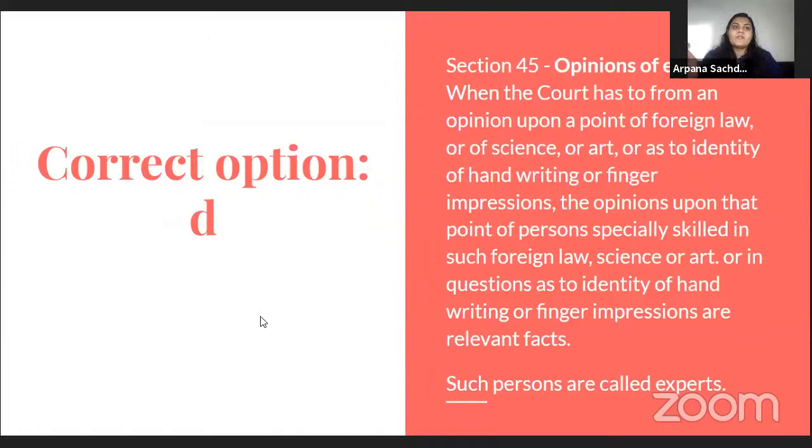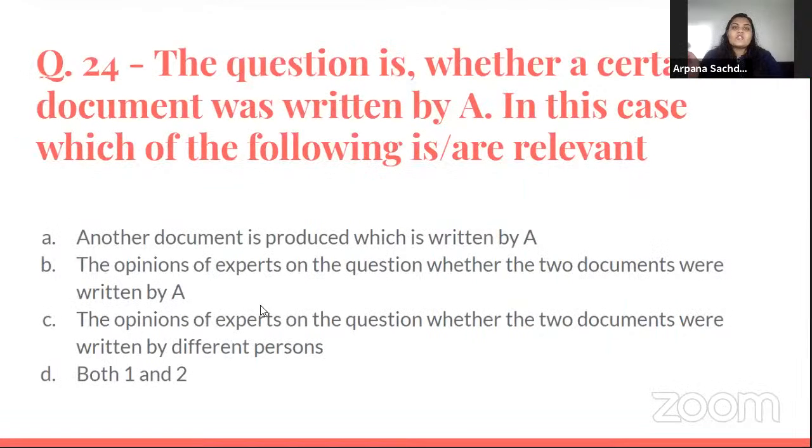Now next question, question number 24. The question is whether a certain document was written by A. In this case, which of the following is or are relevant? Another document is produced which is written by A. The opinion of an expert on the question whether two documents are written by A. The opinion of an expert on the question whether two documents are written by different persons, or both 1 and 2.